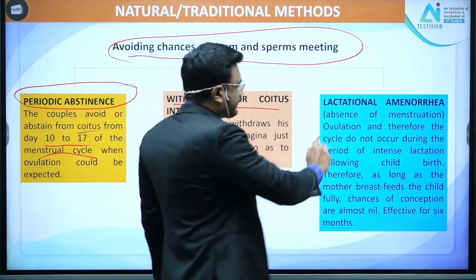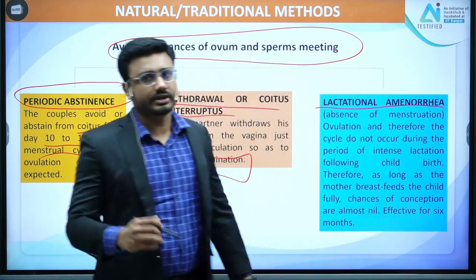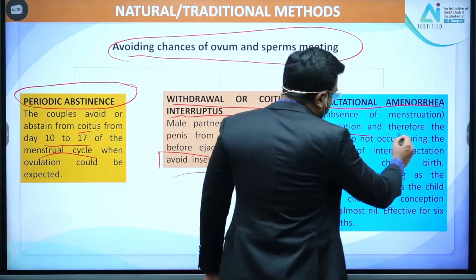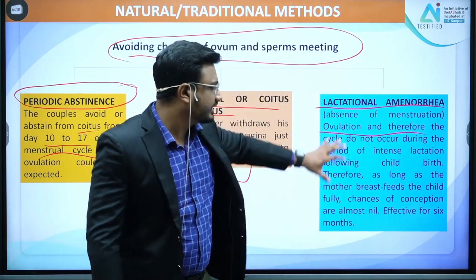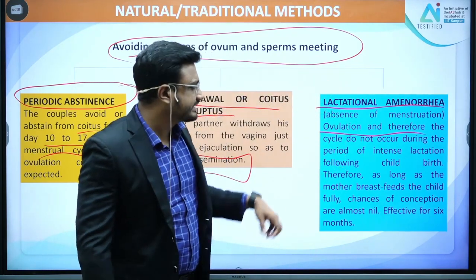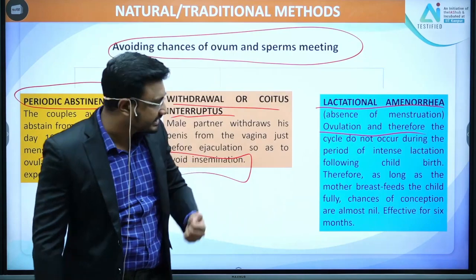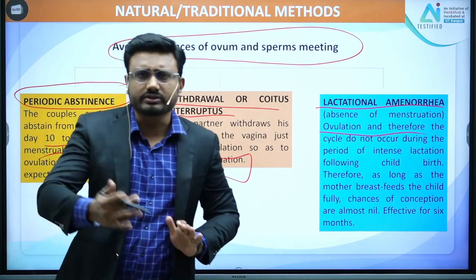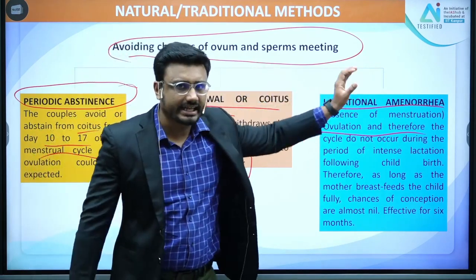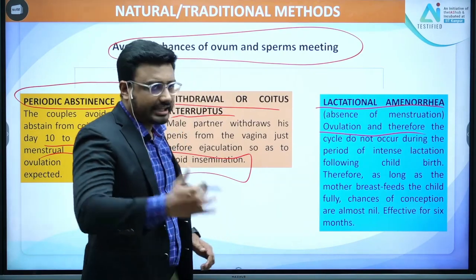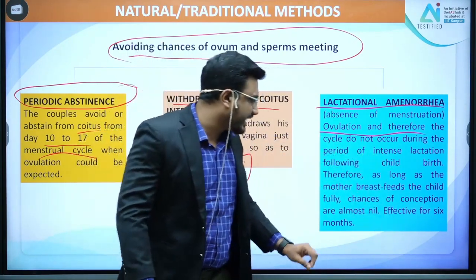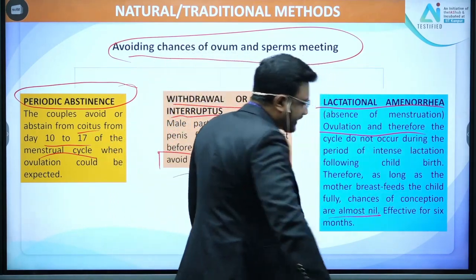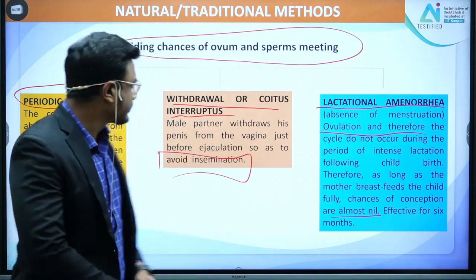Lactational amenorrhea is also a type of natural or traditional method to prevent pregnancy, in which ovulation and therefore the menstrual cycle do not happen during the period of intense lactation following childbirth. The intense lactation after childbirth lasts for around 6 months. At that time, ovulation and the menstrual cycle do not happen. As long as the mother is breastfeeding the child fully, the chances of conception are almost nil. So it is effective for 6 months. Now let's go through the next topic.